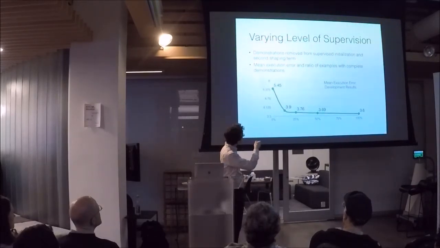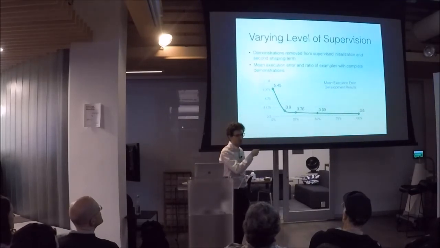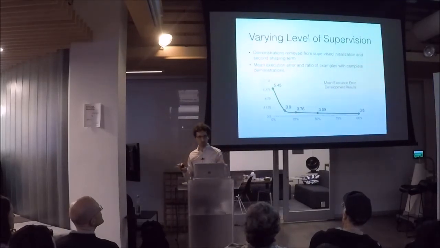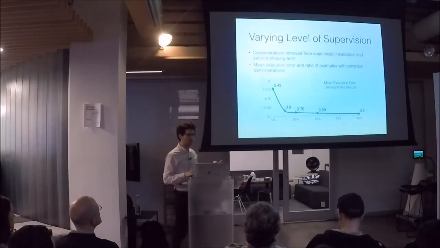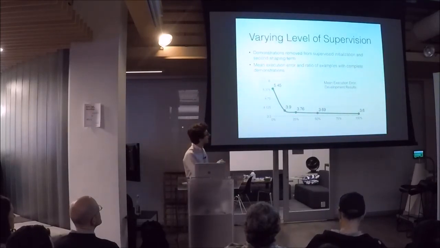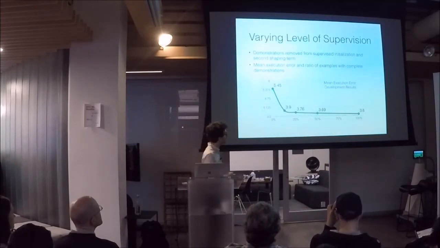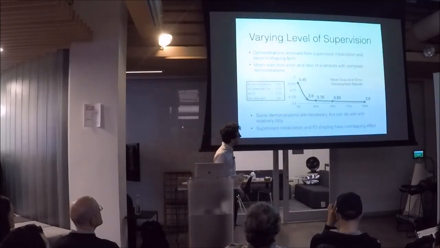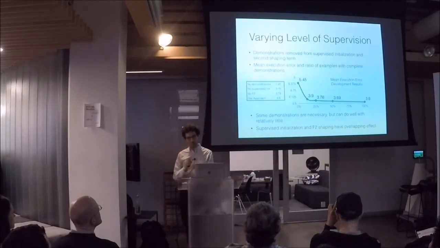Now, this point here is very interesting. What's happening here is you have no demonstration at all. So no supervised initialization and no second shaping term. And indeed, we have very bad performance here. So the learning collapses.